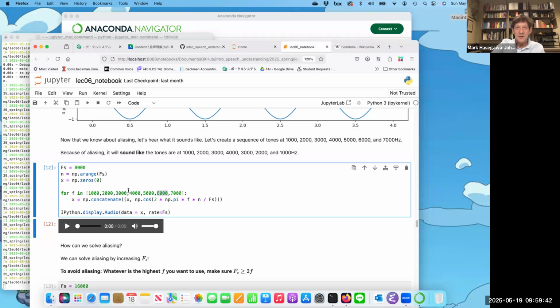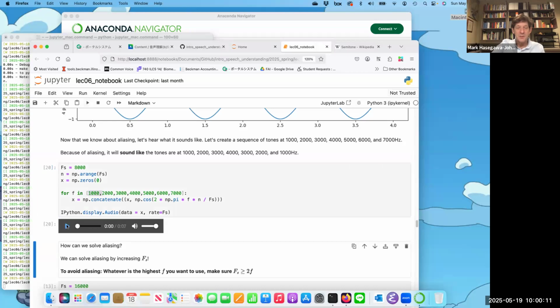Similarly, this 6,000 hertz tone is going to sound exactly like this 2,000 hertz tone. 6,000 hertz means I'm trying to plot 3/4 of a period with every sample. And that looks exactly the same as 1/4 of a period with every sample. And then finally, 7,000 hertz means I'm trying to get 7/8 of a period with every sample. And that's going to sound exactly like 1/8 of a period with every sample. So let's run that and then you can listen to it.